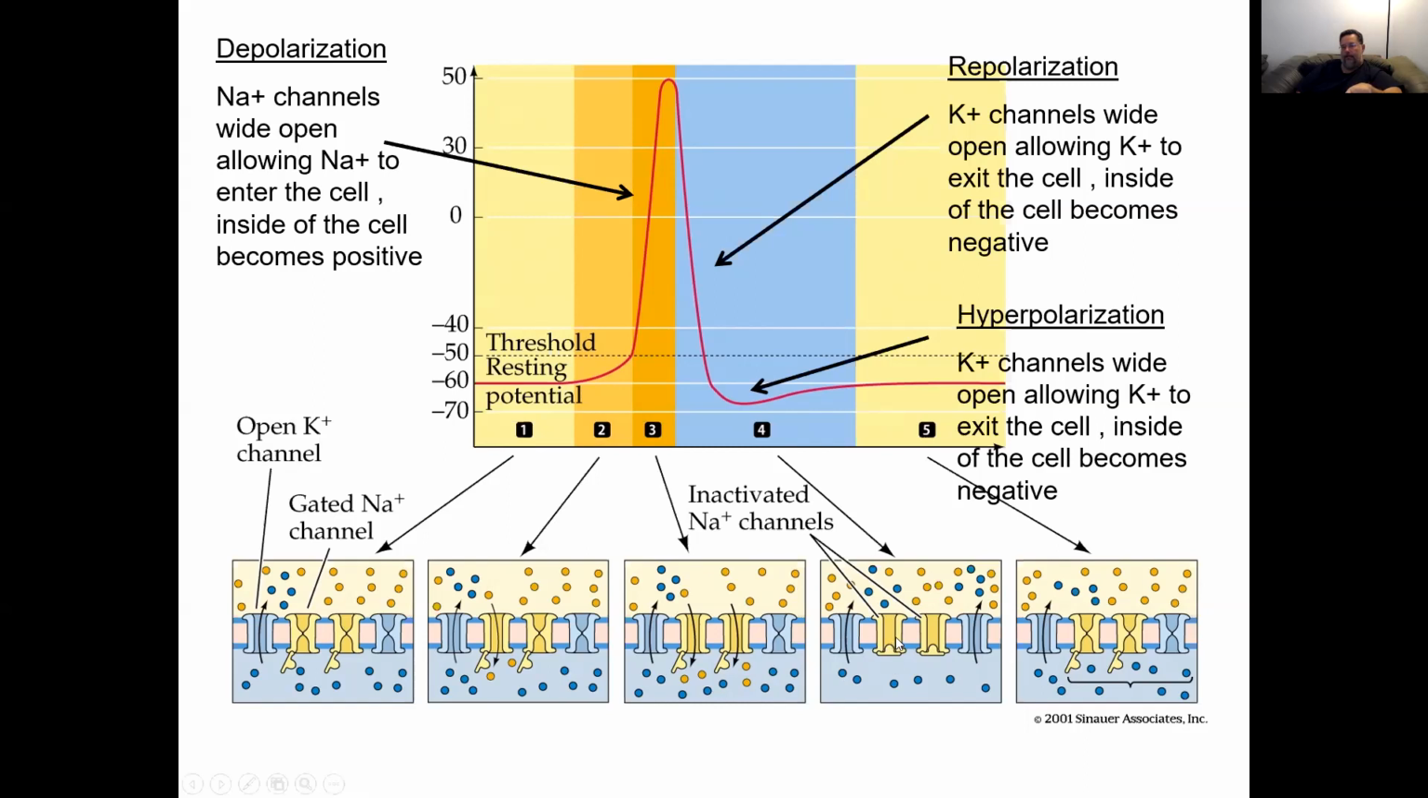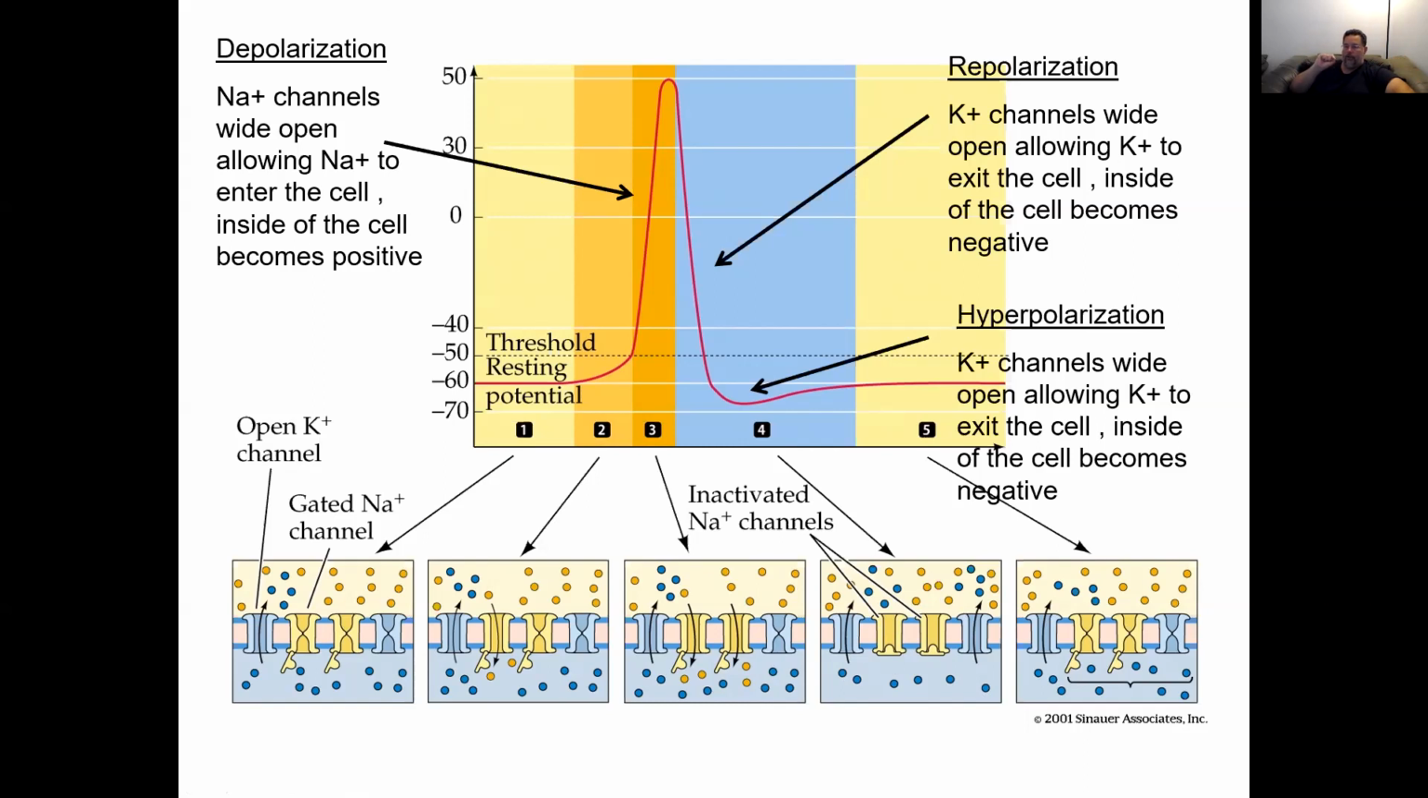And notice the potassium channel is now open. If you go from 3 to 4, the potassium channel is opening. And so what happens when the potassium channel opens? The potassium begins to flow out. And when the potassium flows out, the inside becomes more negative in the nerve. We call that repolarization.